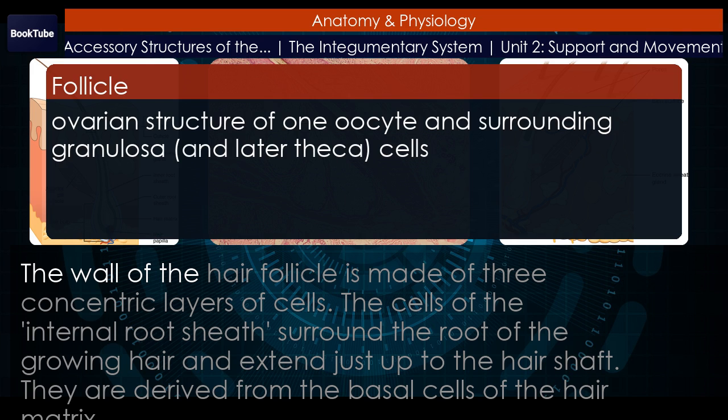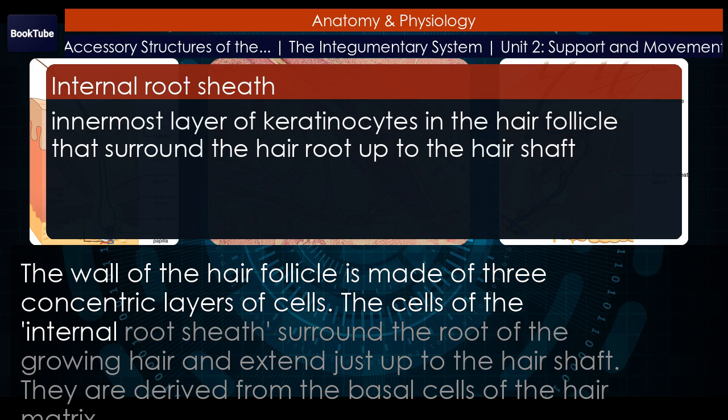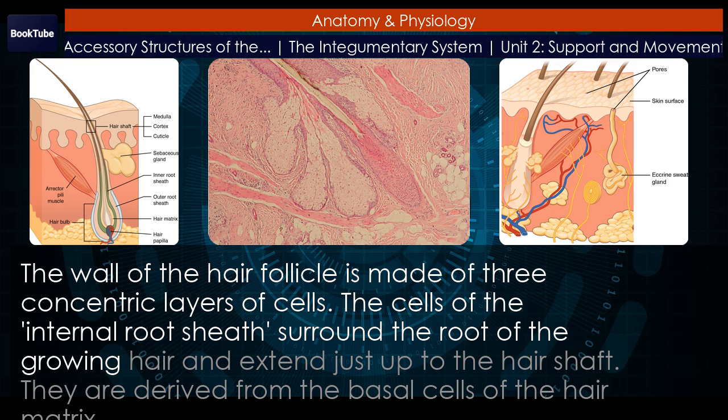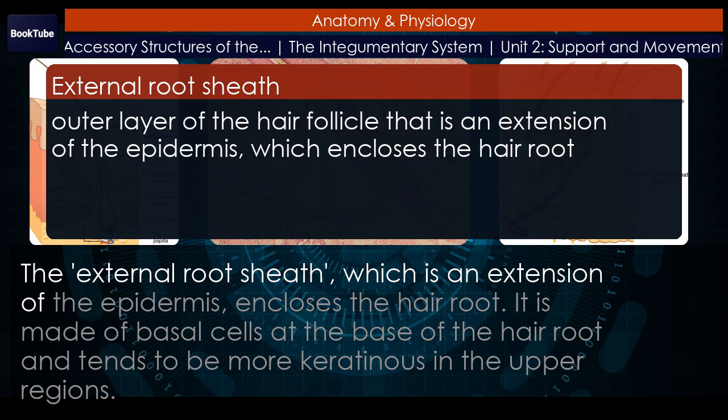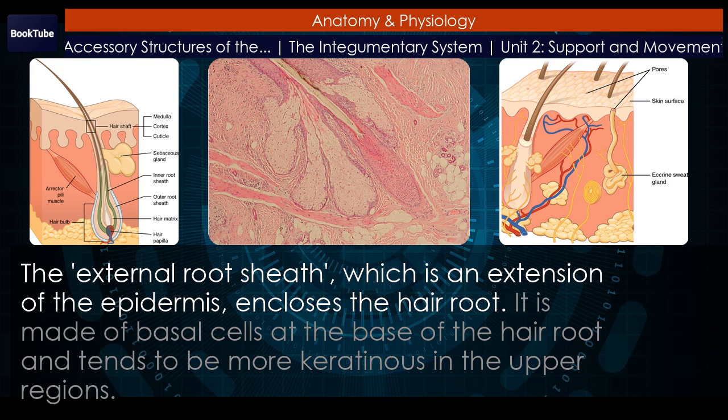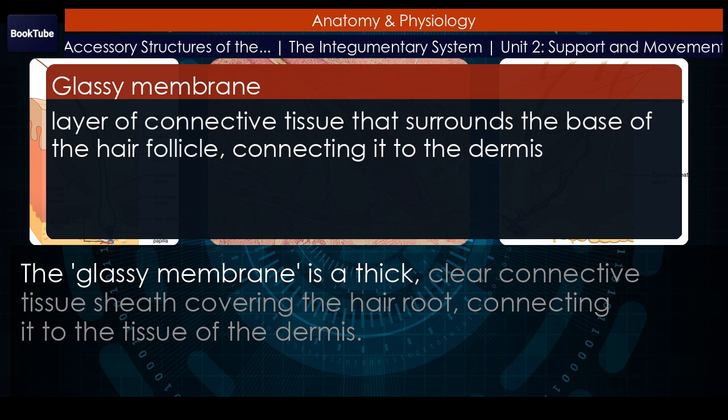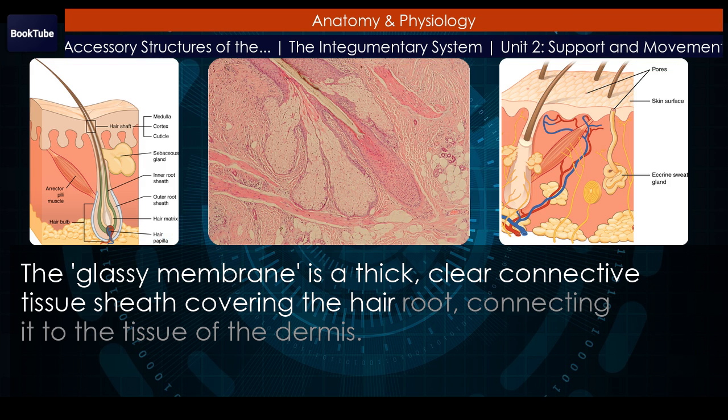The wall of the hair follicle is made of 3 concentric layers of cells. The cells of the internal root sheath surround the root of the growing hair and extend just up to the hair shaft. They are derived from the basal cells of the hair matrix. The external root sheath, which is an extension of the epidermis, encloses the hair root. It is made of basal cells at the base of the hair root and tends to be more keratinous in the upper regions. The glassy membrane is a thick, clear connective tissue sheath covering the hair root, connecting it to the tissue of the dermis.